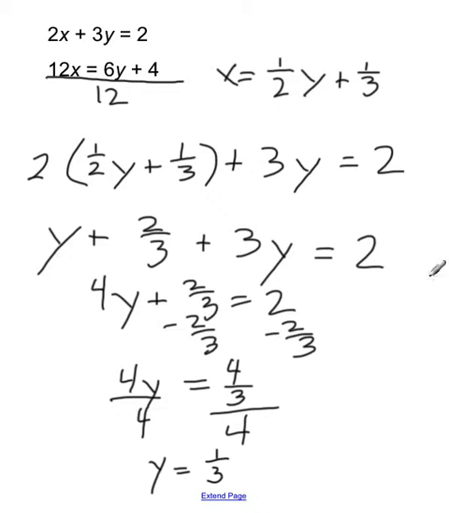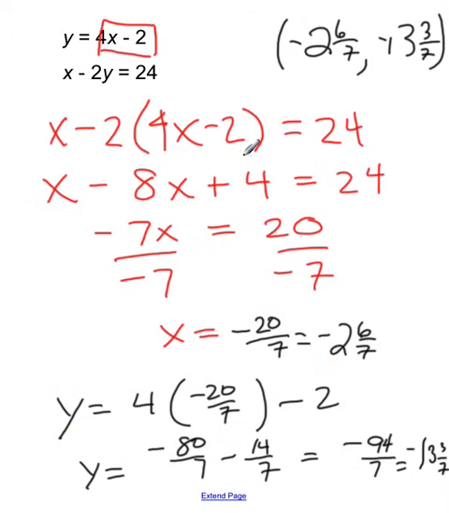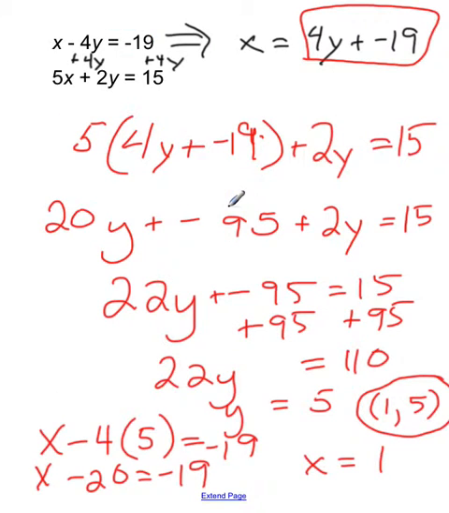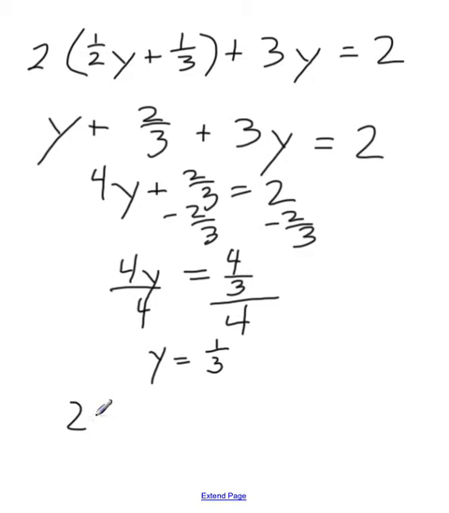Now if I plug 1/3 back into my equation, I would get, let's go back up and see. So I have y equals 1/3, and I'm going to plug it into either equation. Doesn't matter which one. So let's plug it into the 2x plus 3y equals 2. So I have 2x plus 3, instead of y, I put 1/3, equals 2.